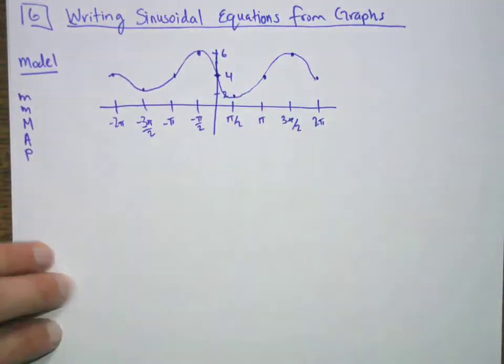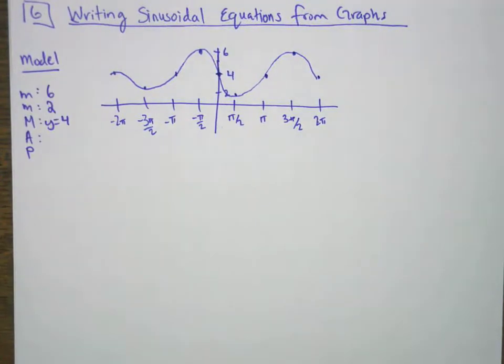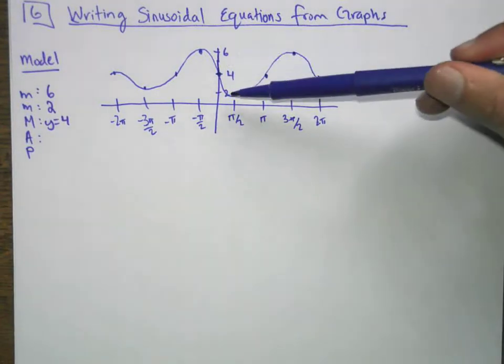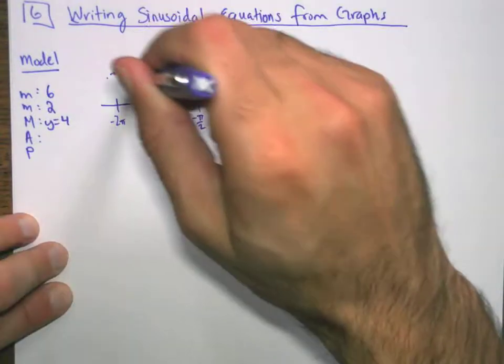Now I want you to do that right now without any more help from me. So hopefully you have at least these 3 things down. You found the max was 6, the minimum was 2, and the midline, of course, is 4 right here.